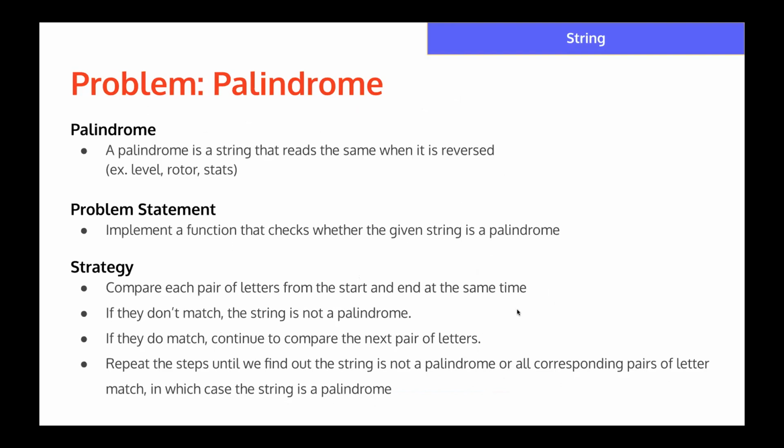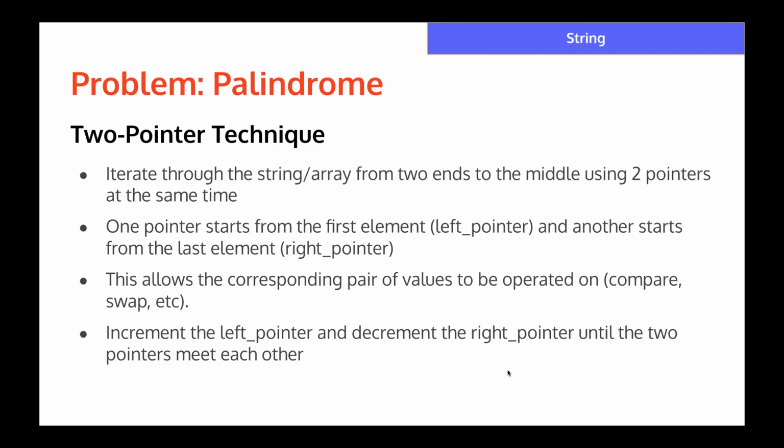And one example problem that we went over is palindrome. A palindrome, for context, is a string that reads the same when reversed. Example words are level, rotor, and stats. Basically you want to implement a function that checks whether a given string is a palindrome. And we went over a couple of techniques that allow you to do that.